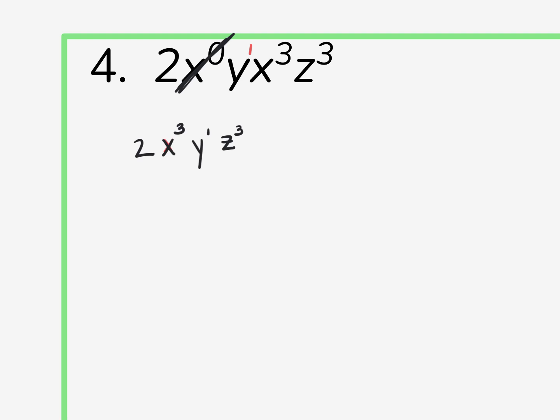So really, the only thing you're doing with this one is you're canceling that x to the 0 out and turning that into that 1, which keeps that 2 a 2. And that would be your final one.